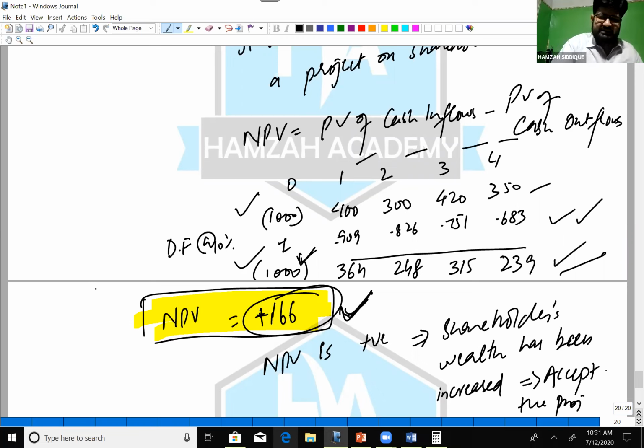Students, this sentence is clear. How has wealth increased by positive NPV? Is it clear? Or should I elaborate again? How has wealth increased by 166? Is it clear? Good. Good.